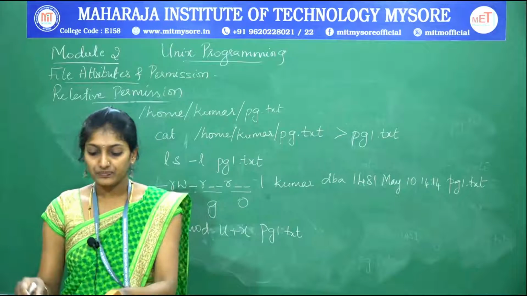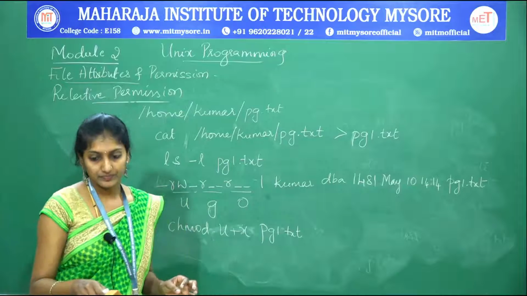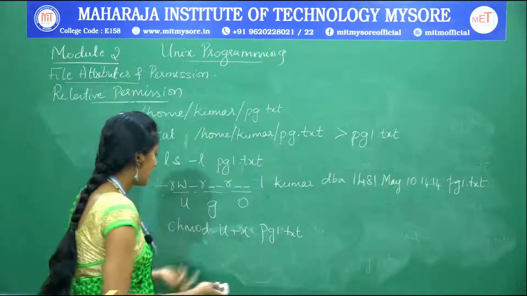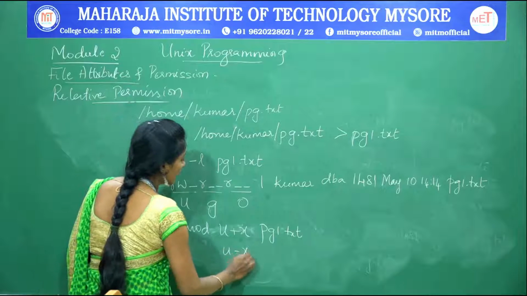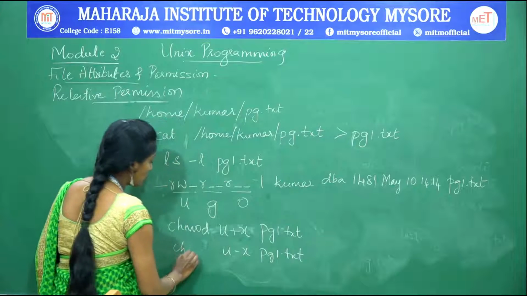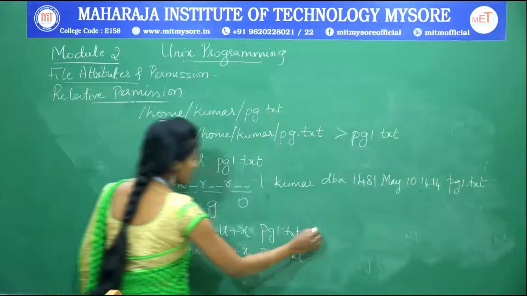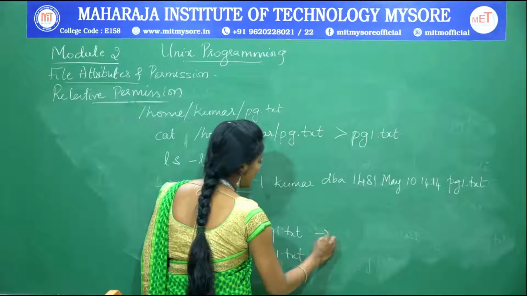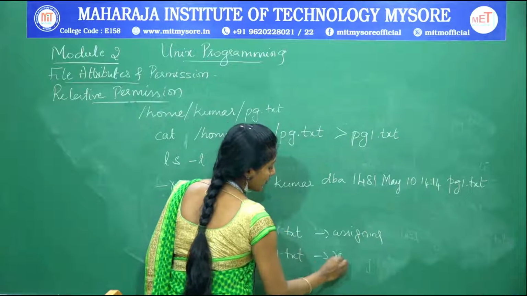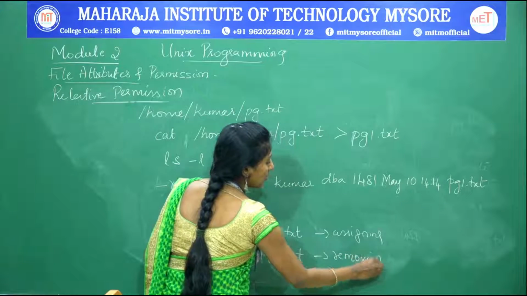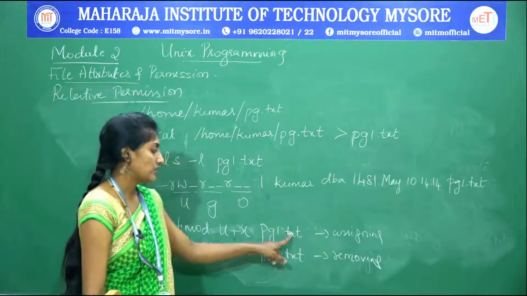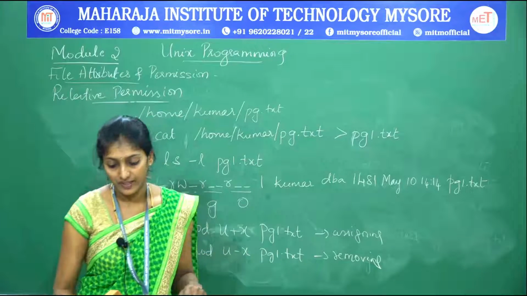So this expression is for assigning. Likewise, if you want to remove, you give chmod u-x pg1.txt. So this is for assigning and this is for removing the file permission for the pg1.txt file.